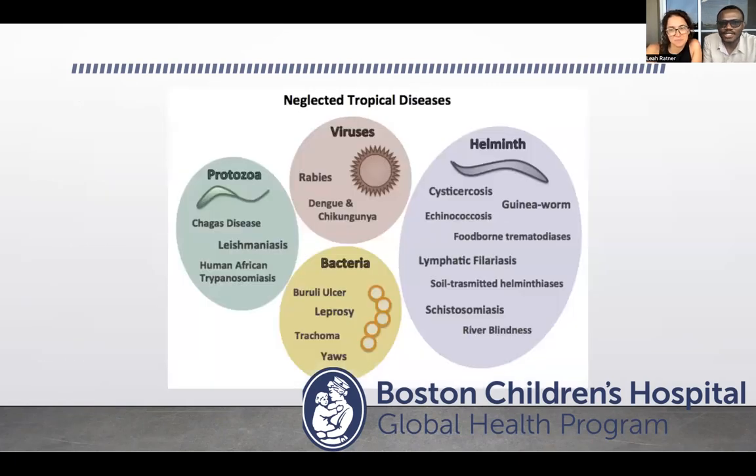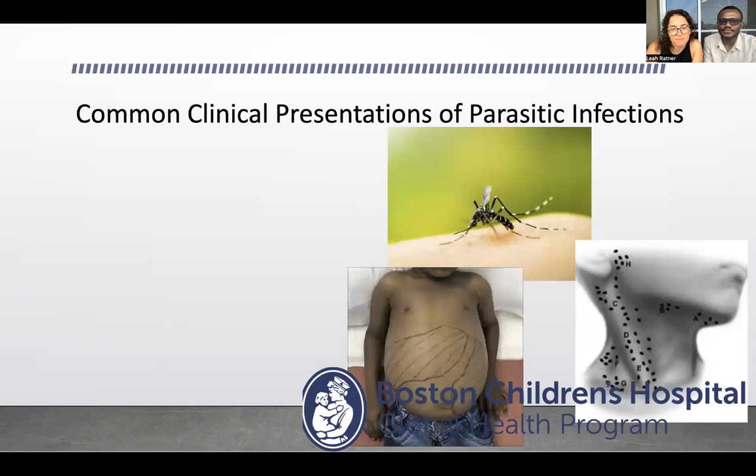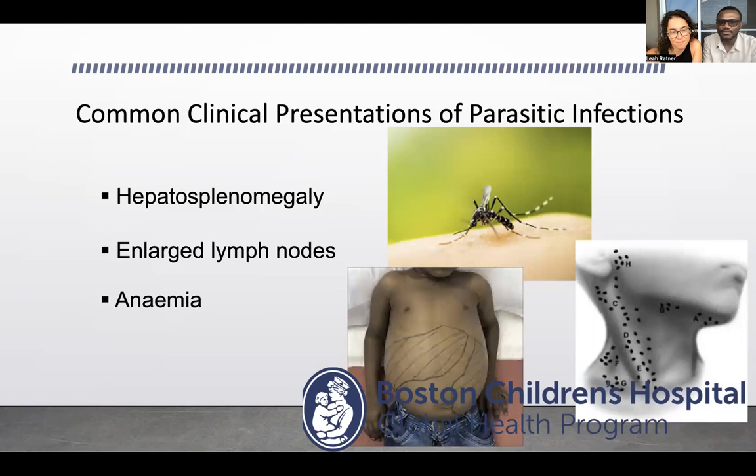So when we come to neglected tropical diseases, they span a wide variety from viruses, protozoa, bacteria. We'll be focusing on the helminthic infections, or the cestodes, the nematodes, and the trematodes. So common clinical presentations of parasitic infections include, as you can see, hepatosplenomegaly, lymphadenopathy, anemia, and dysentery.